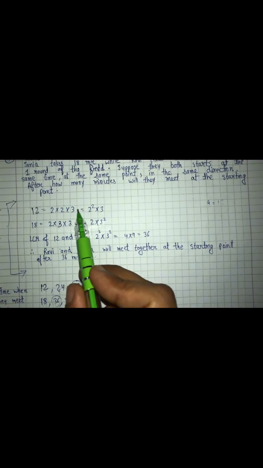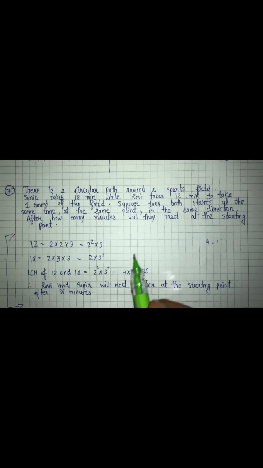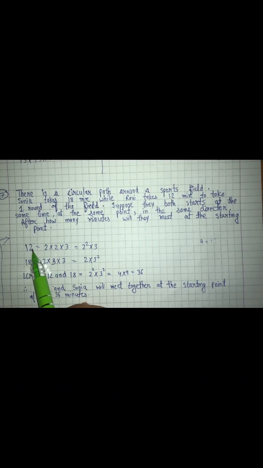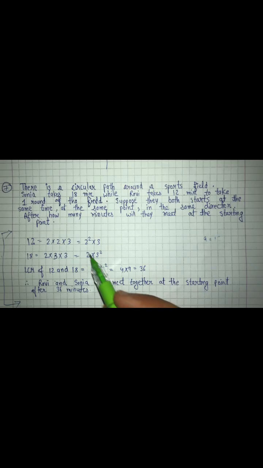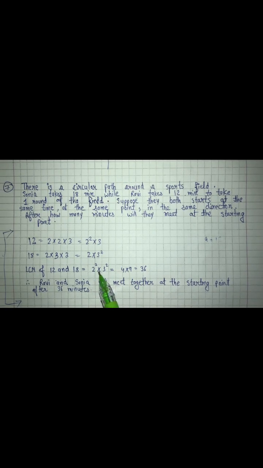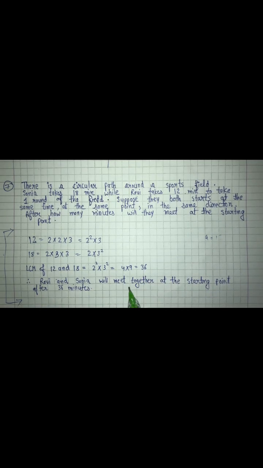This is the least common multiple of 12 and 18. So we need to find the LCM in this question. Proceeding by the prime factorization method, we have factors of 12 as 2 square into 3, factors of 18 as 2 into 3 square. The least common multiple takes the highest powers, that is 2 square into 3 square, which is equal to 36. Therefore, Ravi and Sonia will meet together at the starting point after 36 minutes.